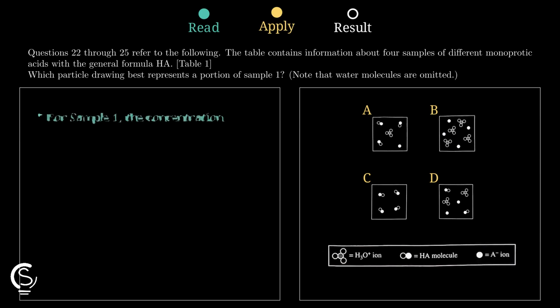Next, use the hydronium ion concentration to judge how much of HA actually ionized, because a monoprotic acid makes matching amounts of H3O+ and its conjugate base, A-.